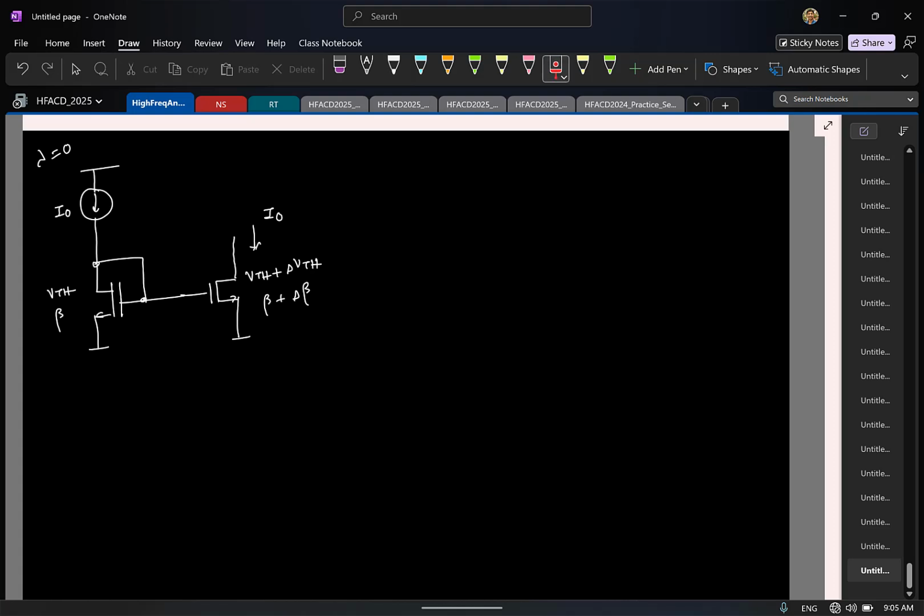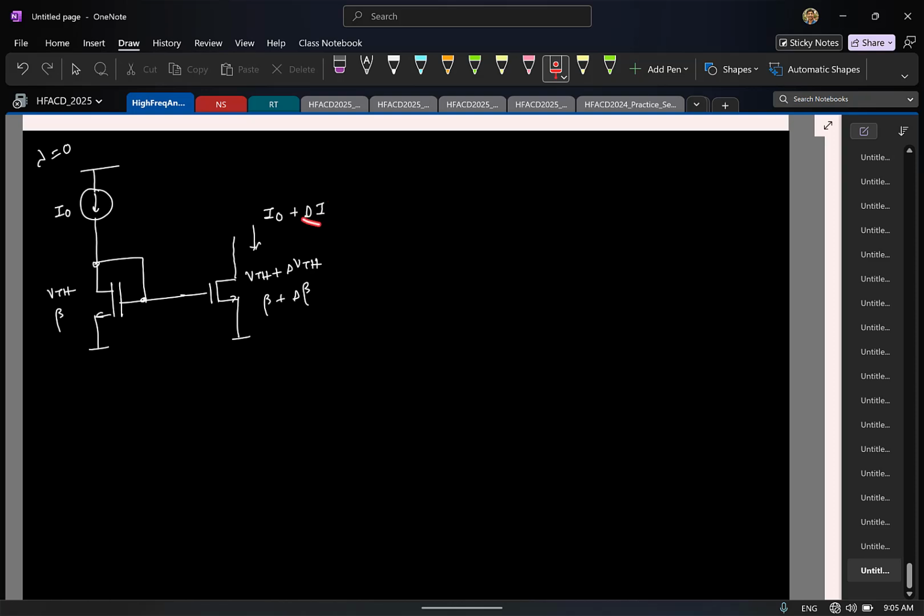So now what will be the current in the right side branch? Will it be I0? Will it be I0 if this is a mismatch? No. So this is going to be I0 plus some delta I. So once again, we are interested to quantify what is the mismatch delta I.